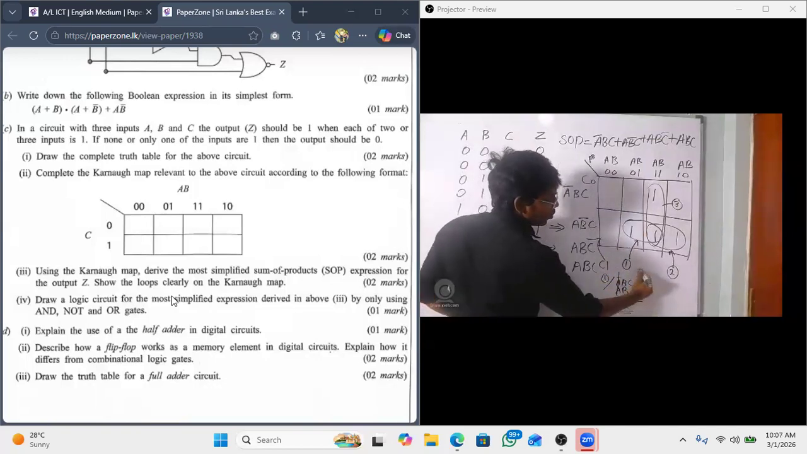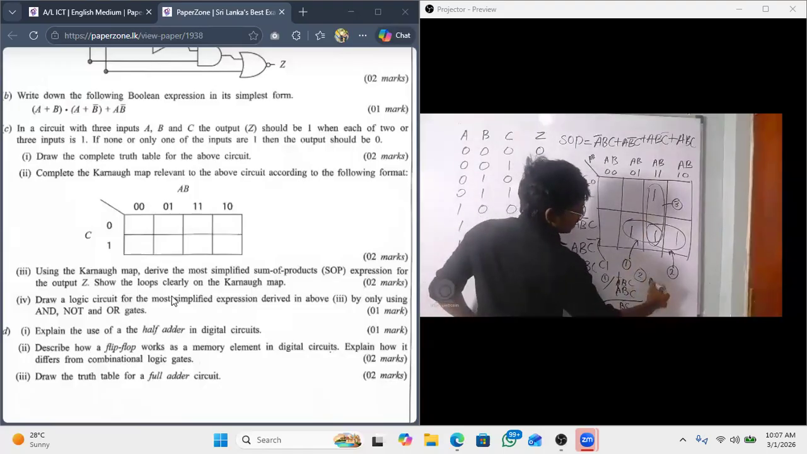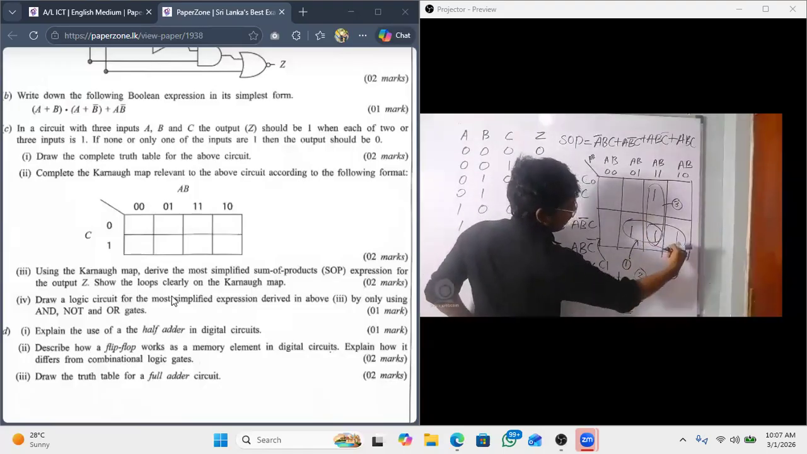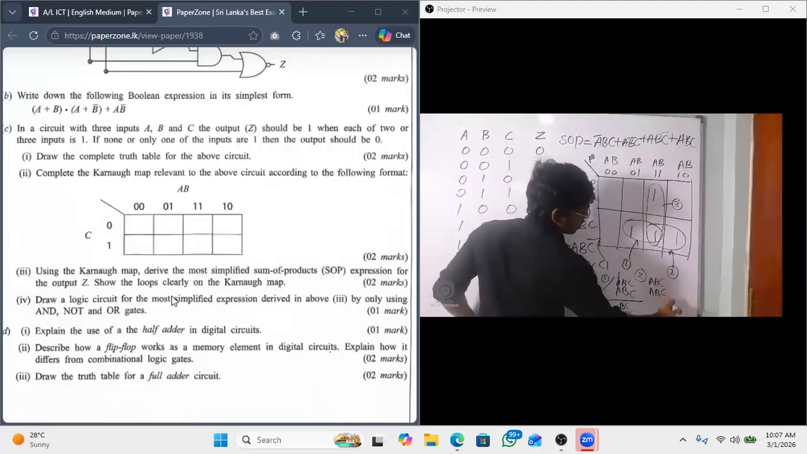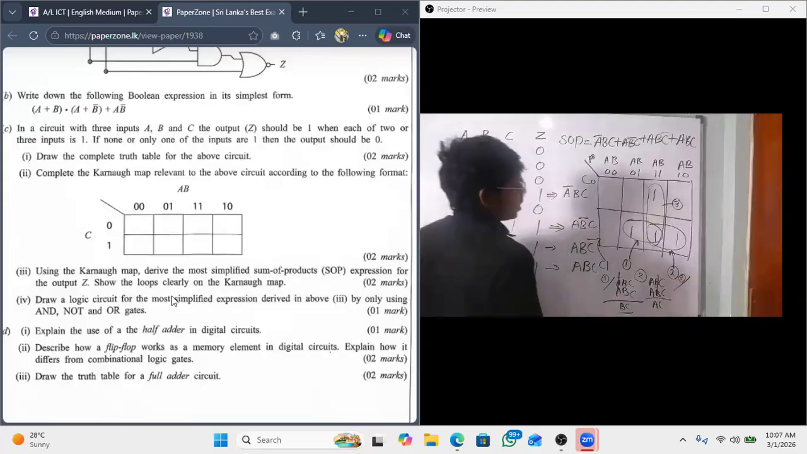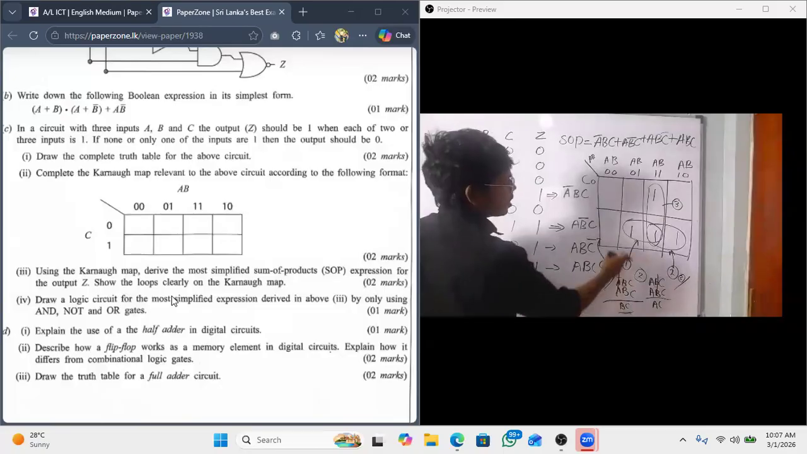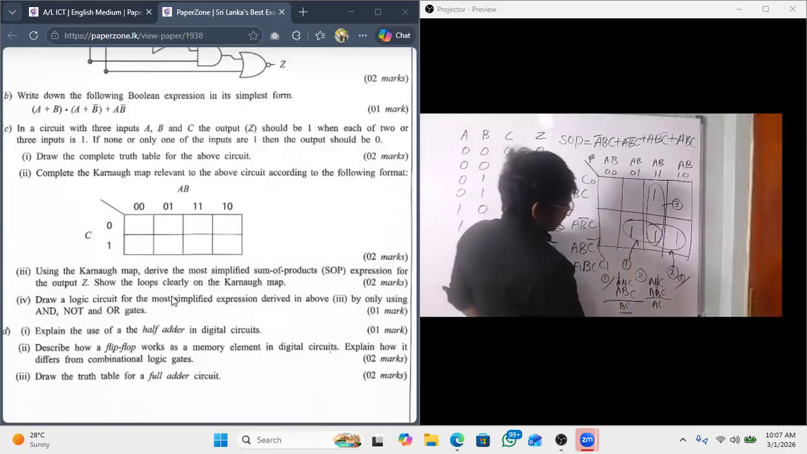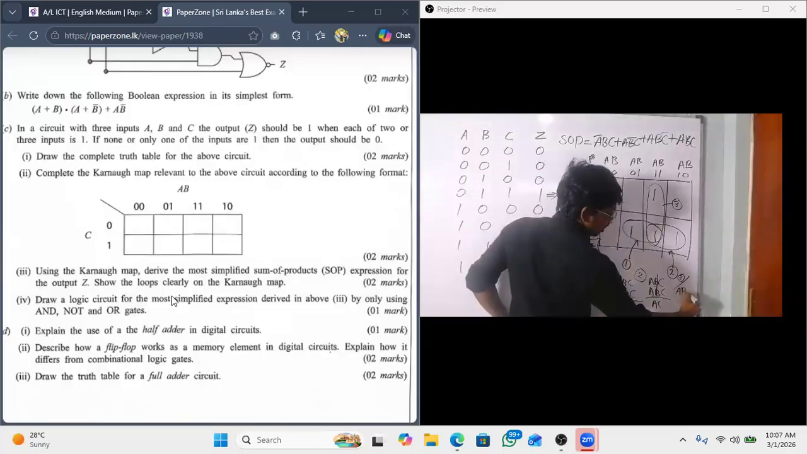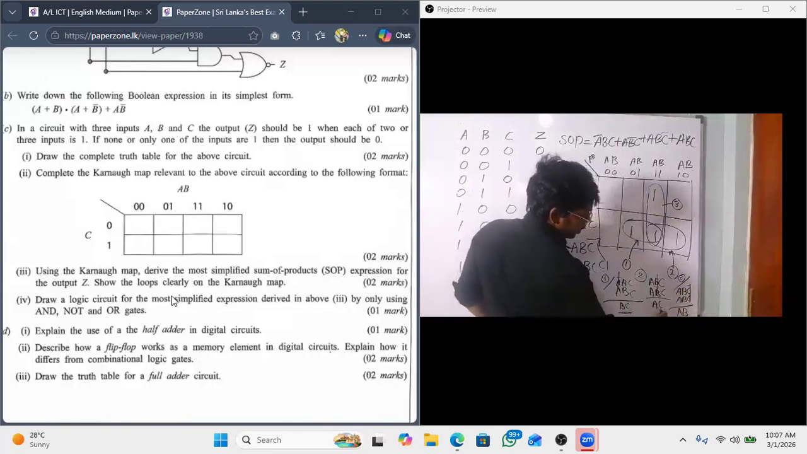In the second group, you have A, B, C and this one is A, B bar, C. Opposites you can cut, you get A, C. In the third group, this one, A, B, C bar, A, B, C bar and A, B, C. You can cut the opposite C and you will get A, B. So these are your final outputs.